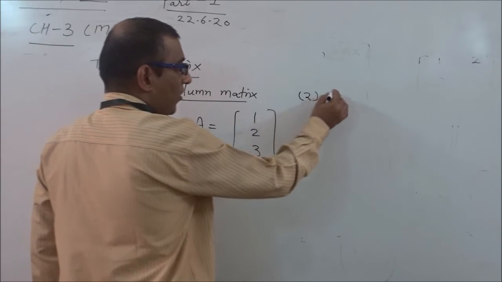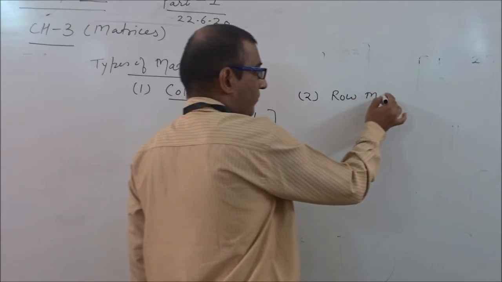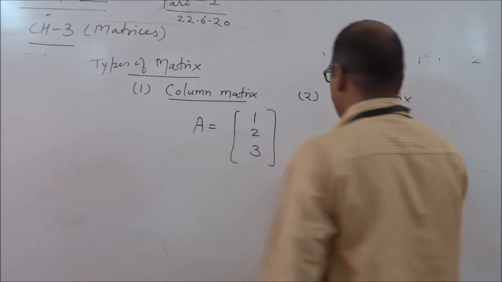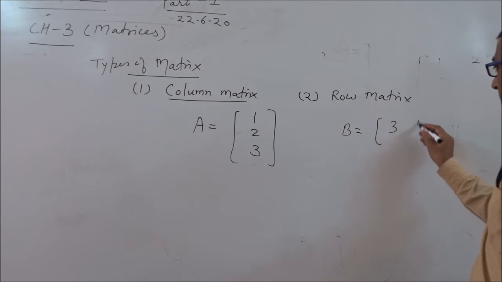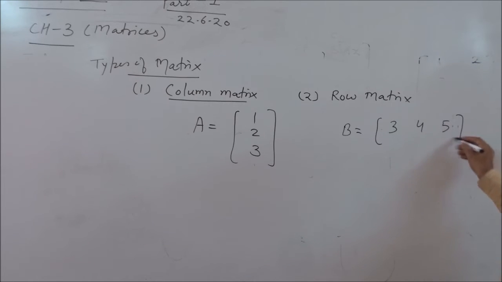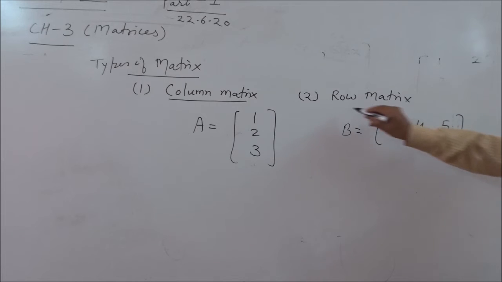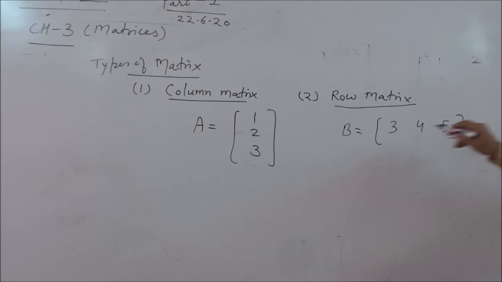Second one is row matrix. Row matrix means if I am taking here B equals to 3, 4, 5. Such type of matrix is known as row matrix because here is only one row.